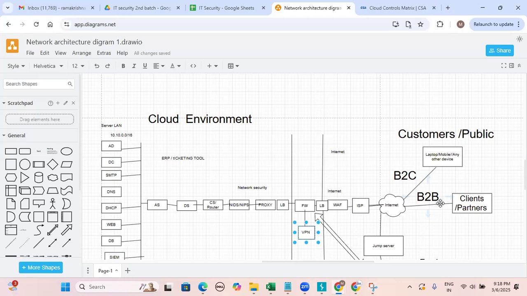So let's go and discuss now the Cloud Security Alliance. That's all about the overall cloud security architecture diagram, from on-premise or dedicated cloud applications deployment, or business to business or business to customer. Let's go and start now. Cloud Security Alliance.